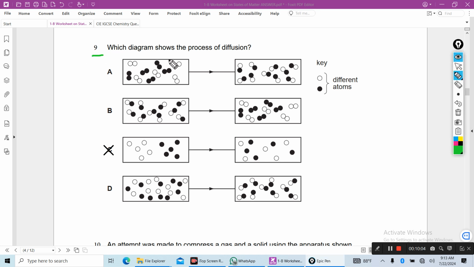Number 9. Which diagram shows the process of diffusion? These are different atoms. Here one type of atoms or particles, and the black ones are another type of particles. These mix throughout the container. So process C is diffusion, the mixing up. A is not diffusion, B not diffusion, D also not diffusion. They just join together.